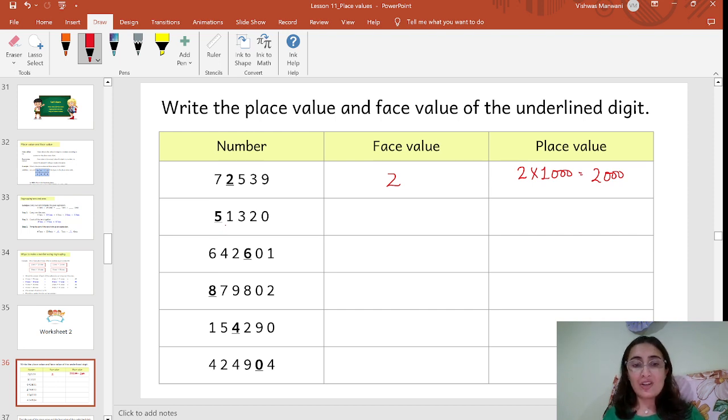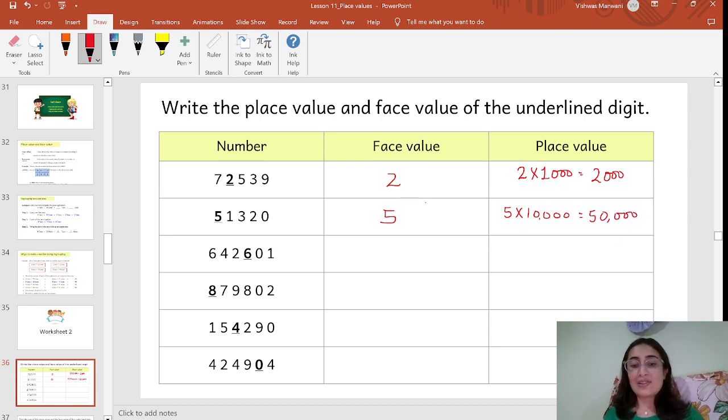My second number here is 51,320. As I said, the face value is just the digit. So the face value of 5 becomes 5. And what will be my place value of 5 here? It will be 5 multiplied by its position, which is 10,000. So, my place value of 5 becomes 50,000.